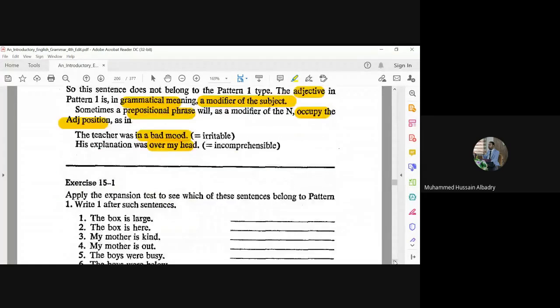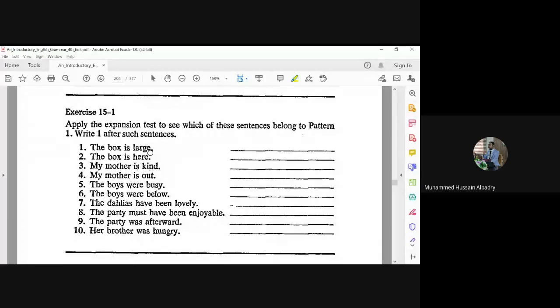Here we have examples. The box is large. يقول لك هي pattern number 1 or not. So we expand. You can say the box is very large, but you can't say the box is very here. It is impossible. Okay. The mother is kind or the mother is out. The mother, my mother, noun, is, be, kind is adjective. So this is pattern number 1. لكن out هاي مو adjective. So this is not pattern number 1. This is another pattern. We will see.